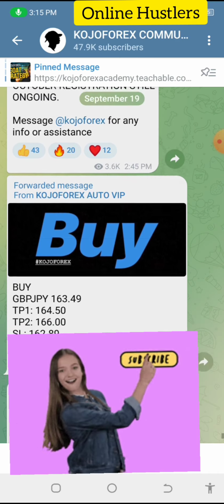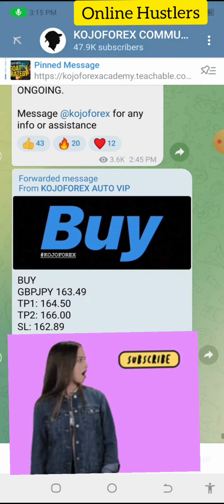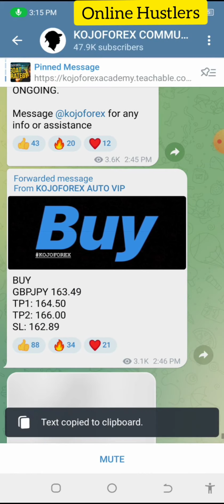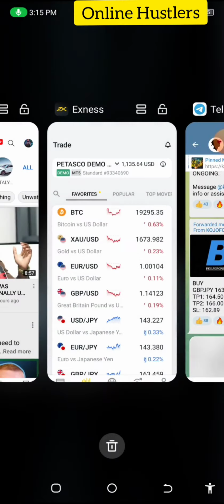So let's go to our broker. We are buying at this price, 163.49. That's the price at which we are going to buy. That's the buy limit. So we come here.